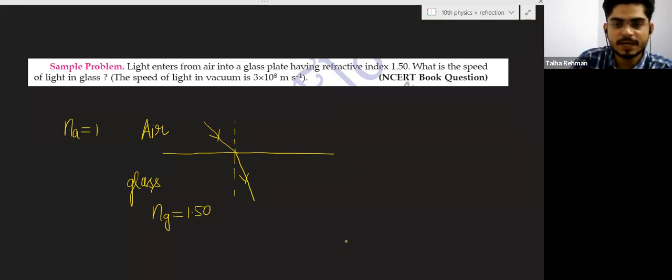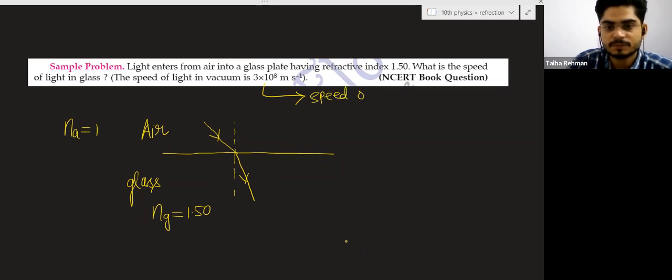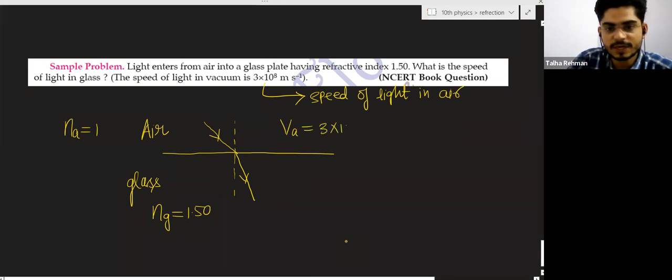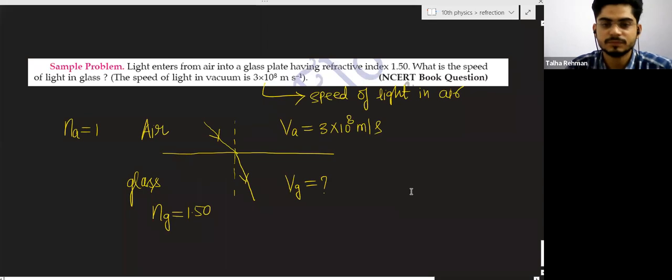And they have given that the speed of light in vacuum is 3 into 10 to the power 8. Also, this is also the speed of light in air. We consider air and vacuum as the same medium. So speed of light in air is given as 3 into 10 to the power 8 meter per second, and we have to find the speed of light in glass.